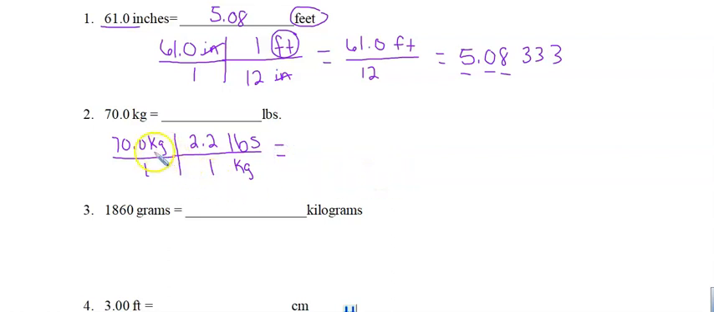So this time, can you see the kilograms are going to cancel out, and I'm going to multiply across the top, and I'm going to get 154. I didn't write the stuff that went behind it because there's 3 sig digs. The unit is pounds. If I do the bottom, can you see the bottom is just going to be 1? So you get 154 divided by 1.